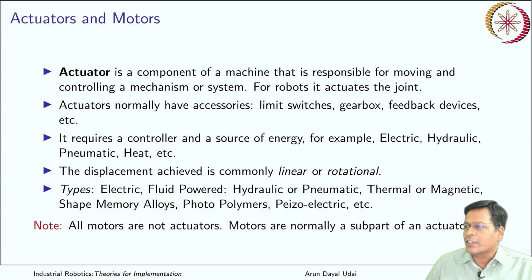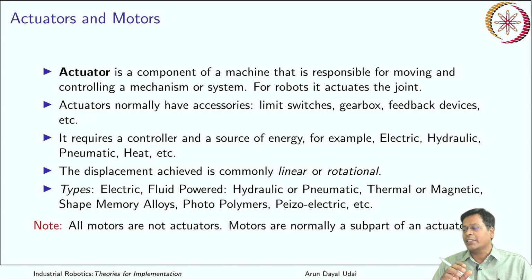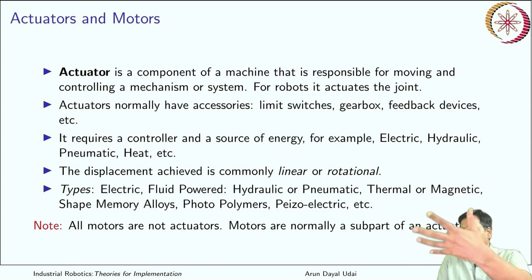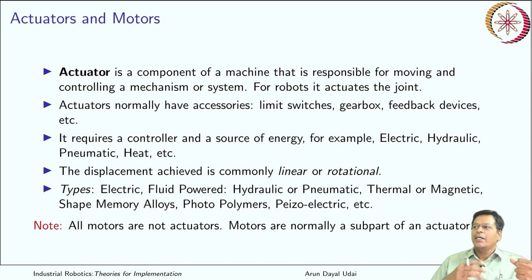So yes, an actuator is a component of a machine that is responsible for moving and controlling a mechanism or a system. For a robot, it actually actuates the joint. So you got it. It is a joint which is actuated by the kind of actuator it has. Okay, an actuator normally has accessories. It has limit switches. Let us say if my joint goes beyond a certain angle, I have to stop. So it includes sometimes software limits or physical limit switches to stop it once it reaches there. It also has gear boxes so that it can elevate the motor's torque to a given scenario.